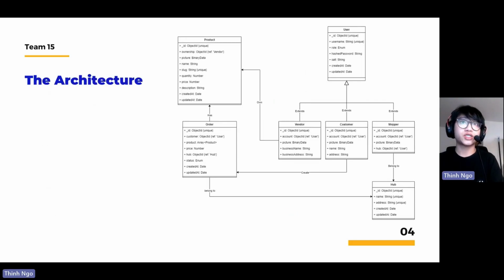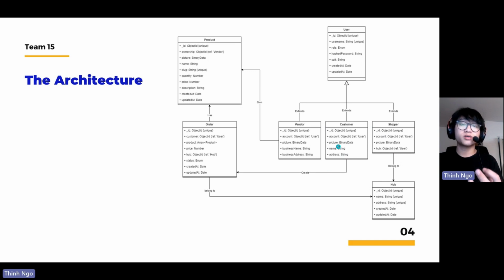The next thing is the system architecture. On the right side right here, we have the class diagram of the system. Starting with the user class right here. The user class will be the base class for vendor, customer, and shipper, because among the 3 classes, we will have some common attributes, like username, which would be unique, the hashed password, and the role. But vendor, customer, and shipper will have their specific attributes. Like vendor, we have business name and business address. Customer, we have address. Shipper, we have a specific hub.